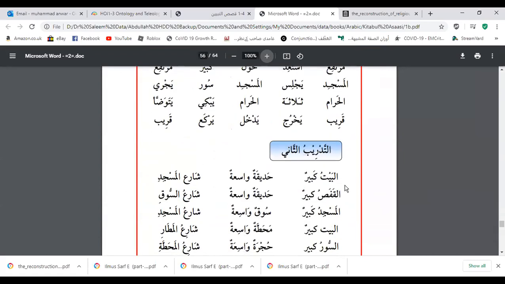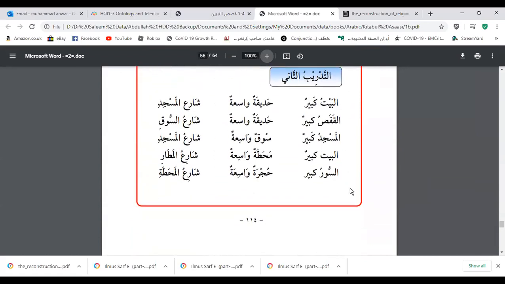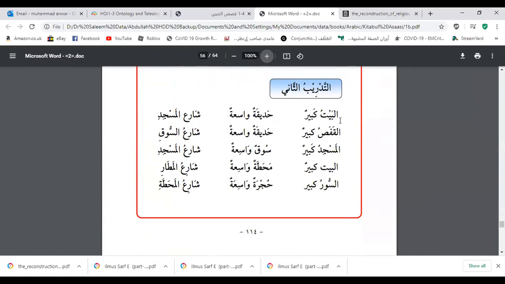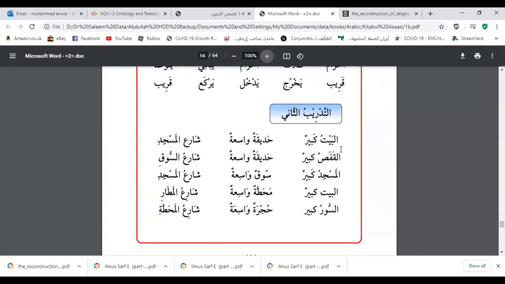Again, same words. Al-baytu kabirun, hadiqatun wasi'atun, shari'u al-masjid. Al-qafasu kabir. I don't know what they are asking here. It doesn't say at-tadribi sani. Maybe just making you aware of how you would write. Yes, sur could be fence as well. Sur could be fence, but it's mainly wall.